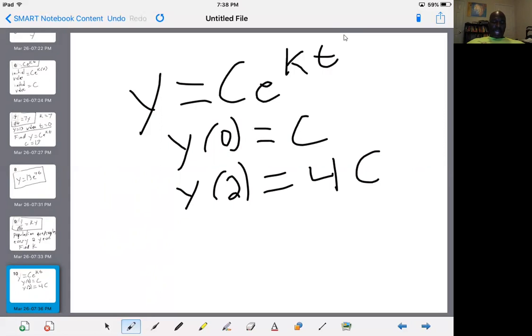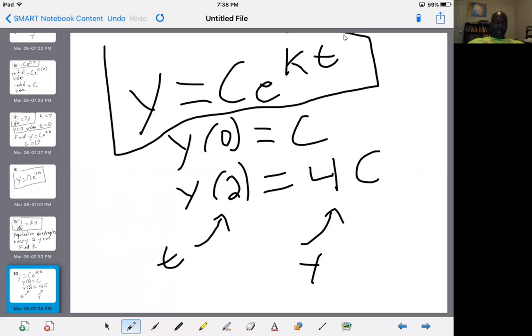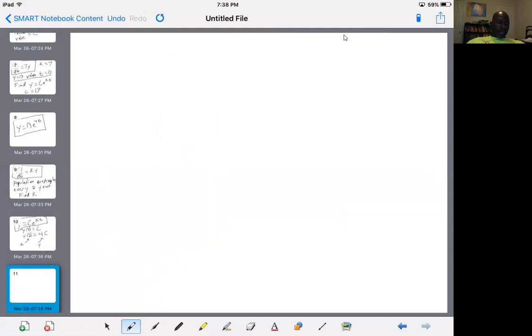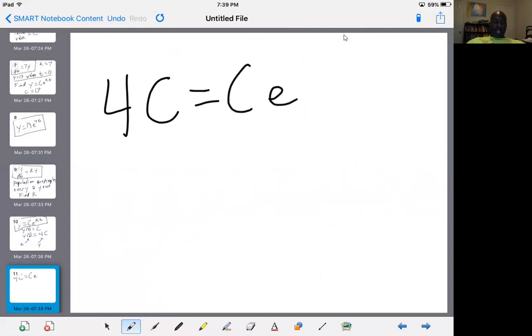So here I have a value for t. I have a value for y. I'll plug those values for t and y into this solution, and then I'm going to solve for k. So to solve for k, I'm going to do a little ln deal. That's why I'm going to need a calculator, but that's what I'm going to do. So I'm going to turn y into 4c, and I'm going to turn t into 2, and then I'm going to solve for k. All right, so let's see how it looks. So y becomes 4c. So 4c equals c times e to the power of kt.